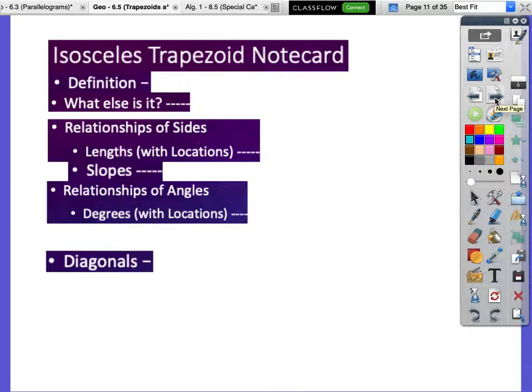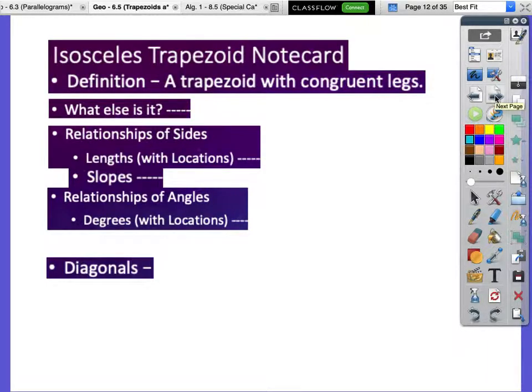Let's go to our isosceles trapezoid note card. I'm not really sure which one I have first, definition or what else, but we'll figure this out. Definition: a trapezoid with congruent legs. What if you were asked, can you tell me what an isosceles trapezoid is? It's a trapezoid with two congruent legs. Well, what is a trapezoid? Well, we already know that now. But what if you didn't? Then you'd go back to that part.